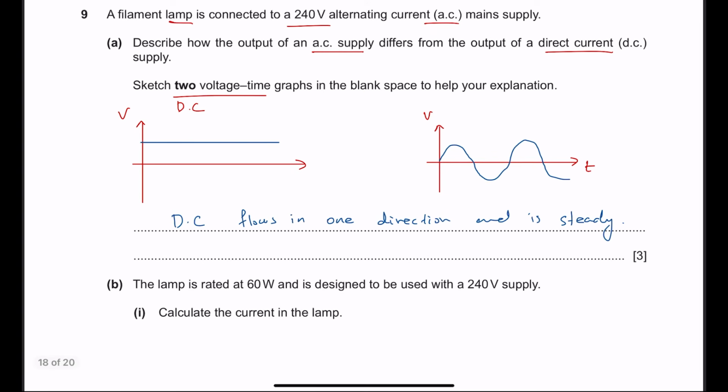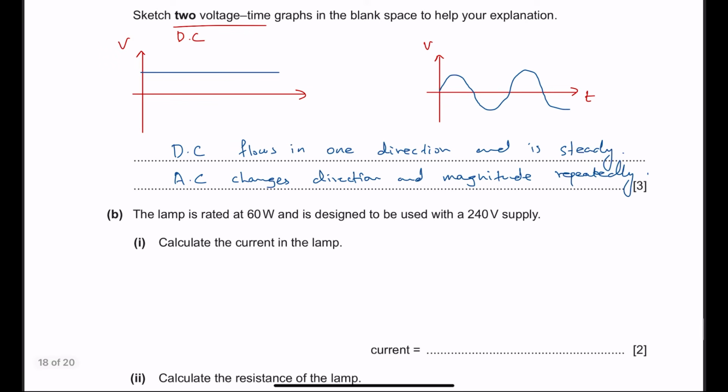So what will we say about AC? AC changes direction and magnitude repeatedly. Alright, now a lamp is rated at 60 watts.